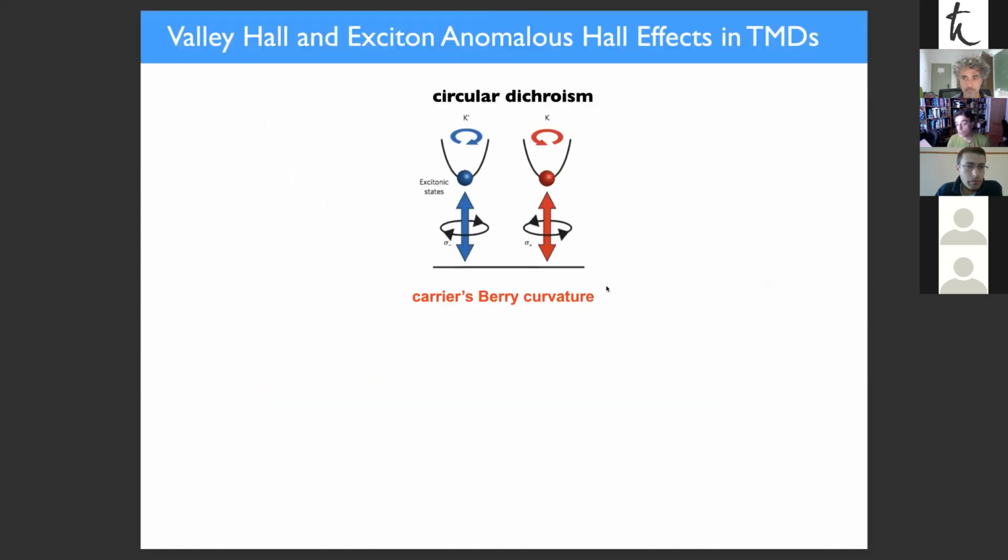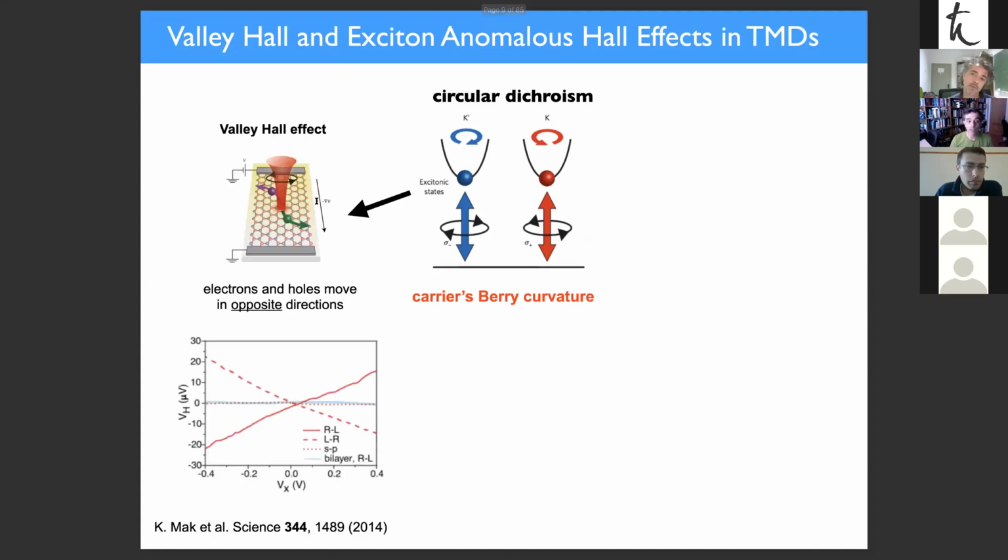A very interesting property of these materials is that you can access excitons or electron hole pairs in different valleys just by illuminating with light of different chiralities. So if you come with circular polarization, right-handed circular polarization, you excite one of the valleys. If you come with the other polarization, left-handed, you excite the other valley. And this has been used, for instance, to find the valley Hall effect.